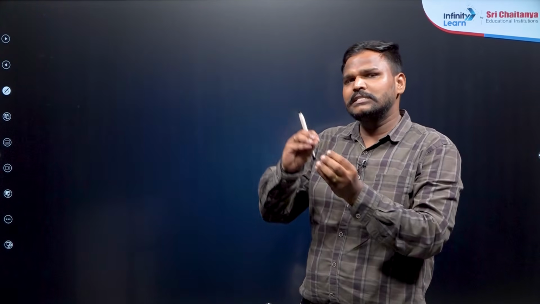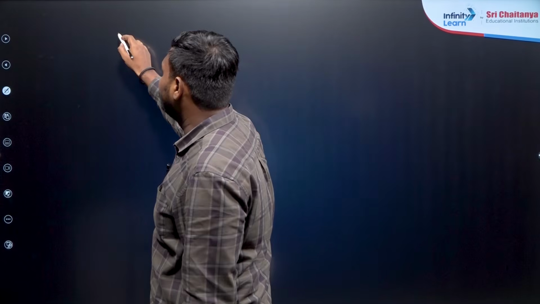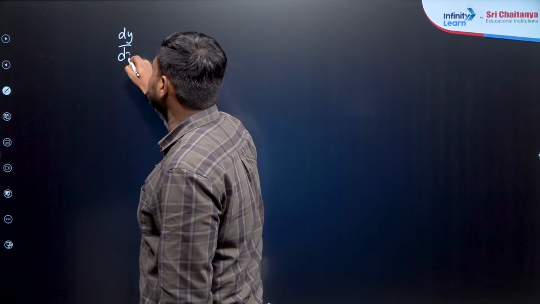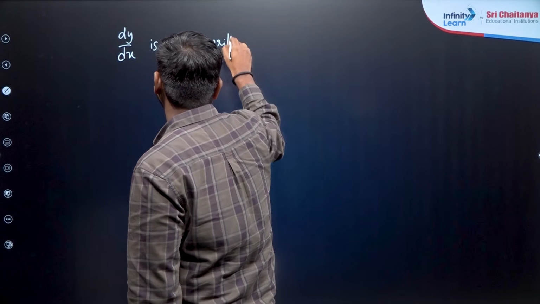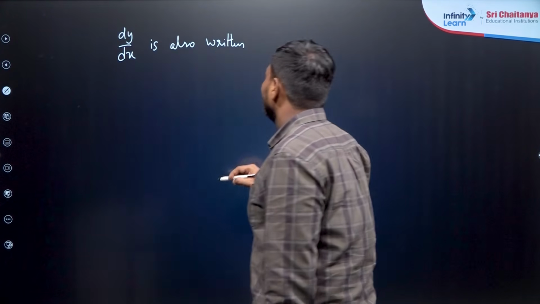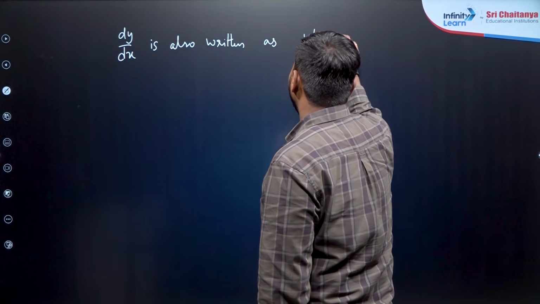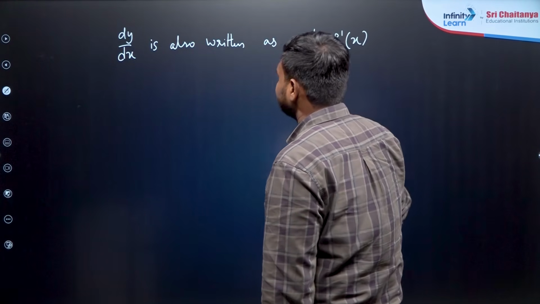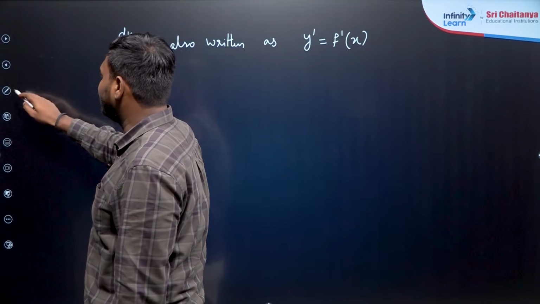So till now we have just done the introduction only, that if I am having a function, small change in the dependent variable by small change in the independent variable is called the derivative of the function, right? And dy by dx is also written as y dash is equal to f dash of x. So the derivative is also written as what, sir?